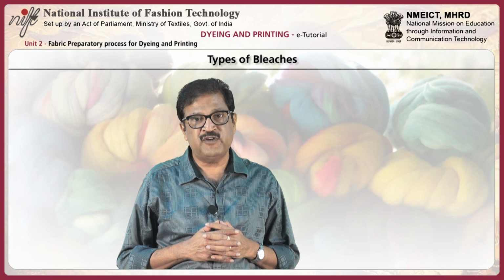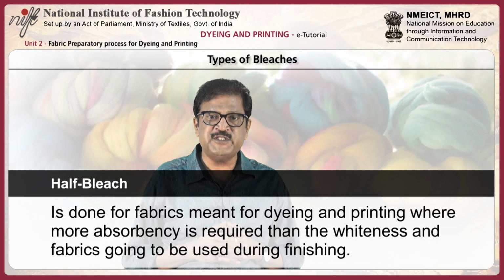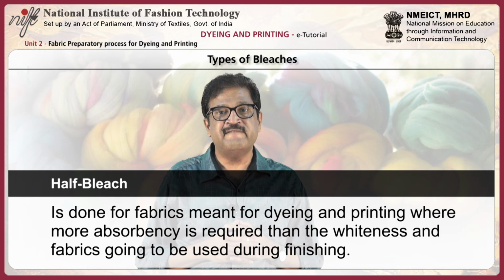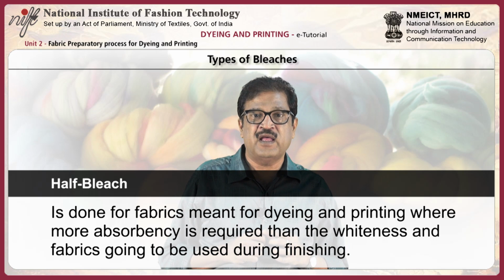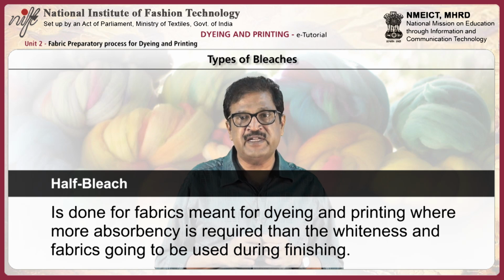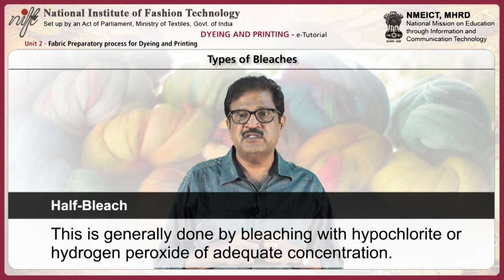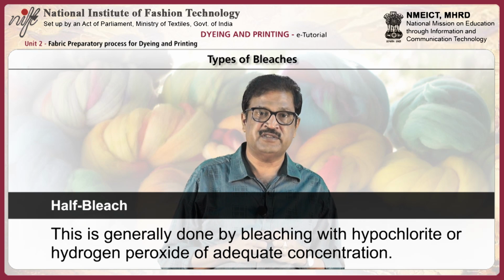There is another type of bleached fabric, called off-bleached fabric. Off bleach is done for fabric meant for dyeing and printing where more absorbency is required than whiteness, and fabrics to be used for application of finishes after dyeing or printing process. This is generally done by bleaching with hypochlorite or hydrogen peroxide of adequate concentration.